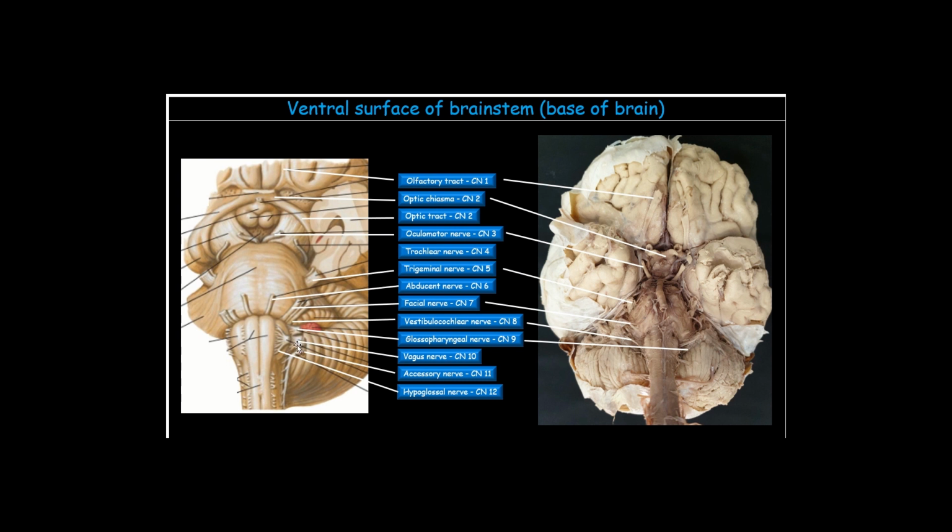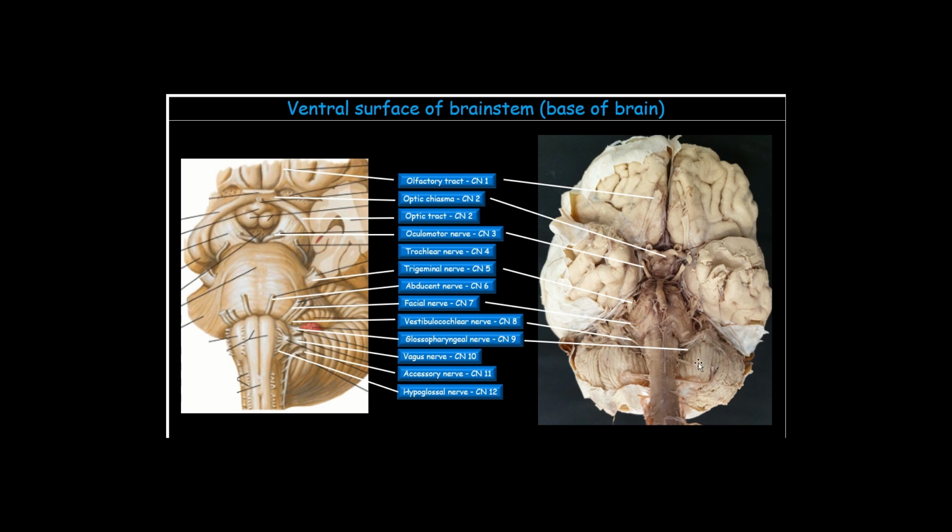Then down below, still behind the olive, we've got the rootlets of the vagus nerve coming out, and then down below here we've got the spinal accessory nerve. The accessory nerve has two components, a cranial and a spinal component. The cranial component originates from the medulla oblongata, whereas the spinal component comes from the spinal cord. It ascends through the foramen magnum, enters the cranial cavity, and then combines with the cranial component to form one big accessory nerve. The accessory nerve is our 11th cranial nerve.